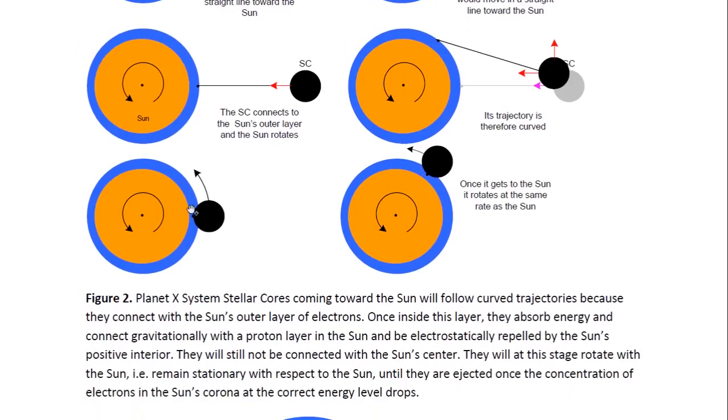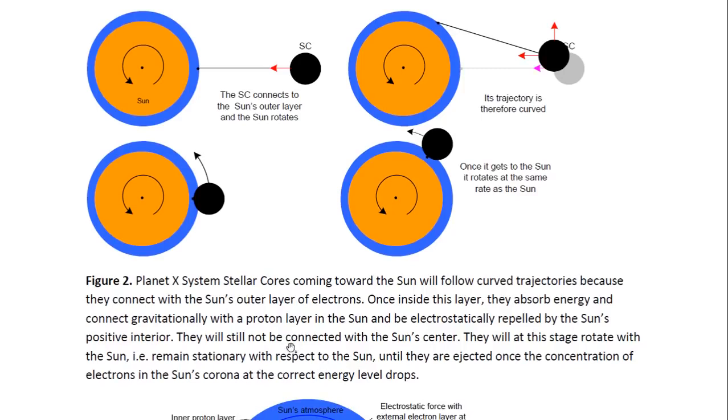Then once the object comes in and actually touches the Sun's atmosphere or comes into the Sun, we would expect it to rotate at the same rate as the Sun because now it's directly connected. It's like being an object inside the Sun's atmosphere. So they will still not connect with the Sun's center at this point. They will at this stage rotate with the Sun, as I said.